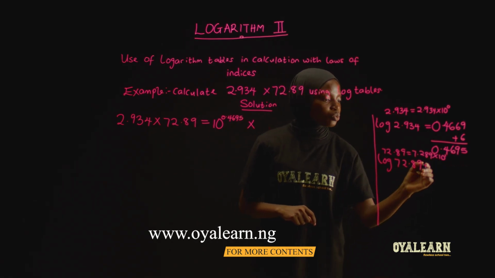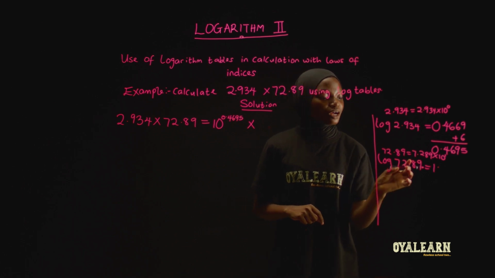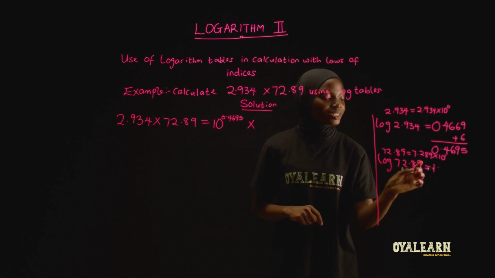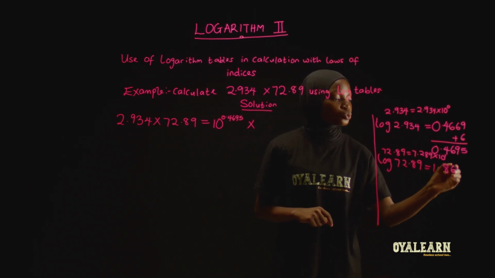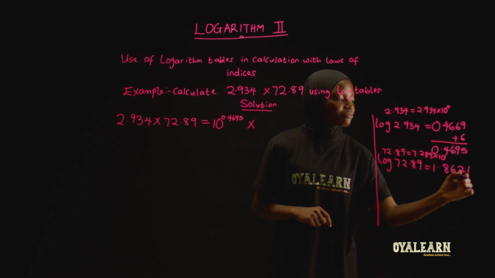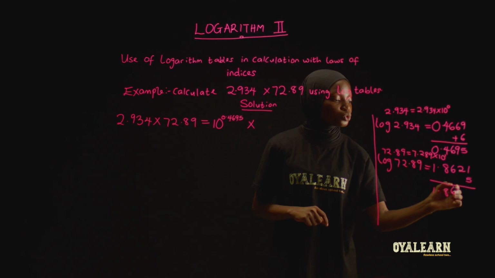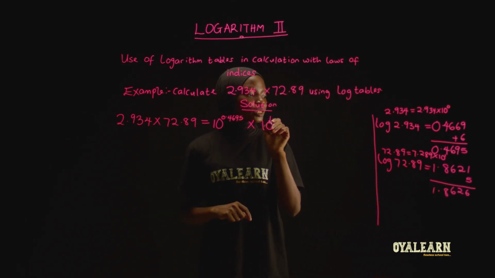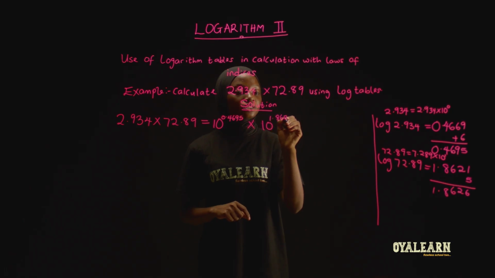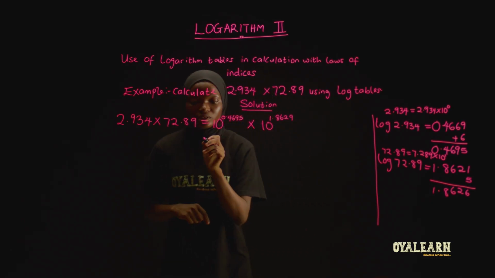So this power is what we have as the whole number in this case. Then in the logarithm table, we check 72 under 8, difference 9. 72 under 8, you have 8621. Difference 9, we have 5. When we add this up, we have 1.8626. So that is 10 raised to the power of 1.8626 would give 72.89.